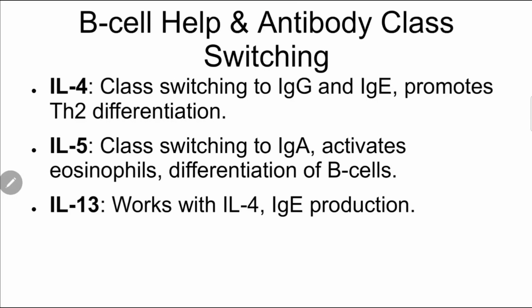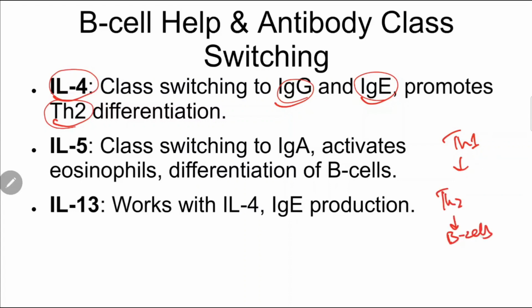Next, these are cytokines which help with B cells and antibody class switching. The first one you have to know is interleukin 4. It helps with class switching from IgM, right? You know that IgM is the first class of antibody that you have initially. Then they class switch into IgG and IgE in the presence of interleukin 4. And interleukin 4 also promotes T helper 2 differentiation, right? So T helper 1 is more responsible for the granulomas and macrophages, and T helper 2 is more responsible for your B cells.